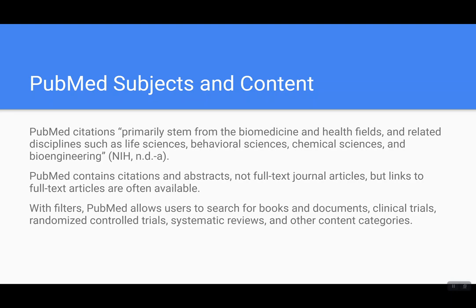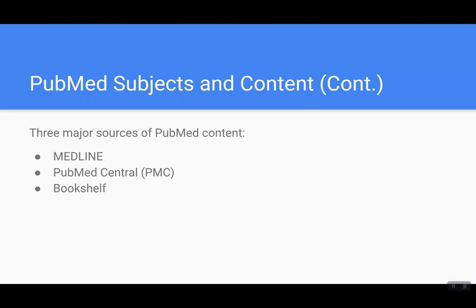With filters, PubMed allows users to search for books and documents, clinical trials, randomized control trials, systematic reviews, and other content categories. The majority of PubMed's material is drawn from a few major databases. The largest source of PubMed content is Medline, a bibliographic database from the National Library of Medicine containing over 29 million references to journal articles from 1946 to the present.